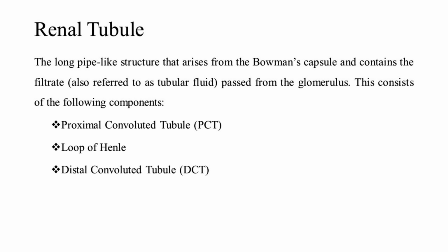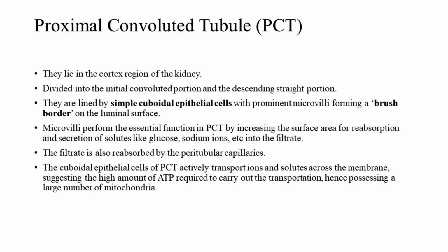Renal tubule. The long pipe-like structure that arises from the Bowman's capsule and contains the filtrate, also referred to as tubular fluid, passed from the glomerulus. This consists of the following components. Proximal convoluted tubule, PCT. Loop of Henle. Distal convoluted tubule, DCT.